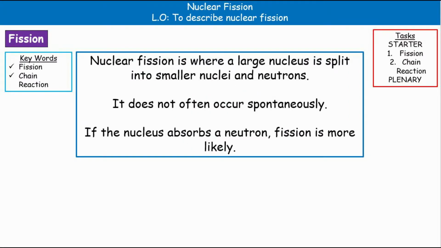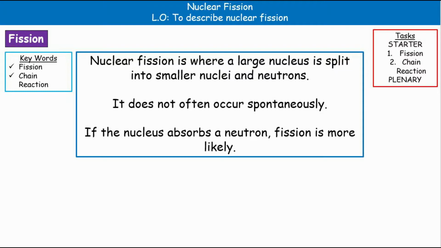So we're going to start off by looking at the process of nuclear fission. Now you've got to be careful because the 2 processes we're going to look at today both start with the word nuclear, and then they both start with F's. So we've got to be really careful. Nuclear fission is the first one.